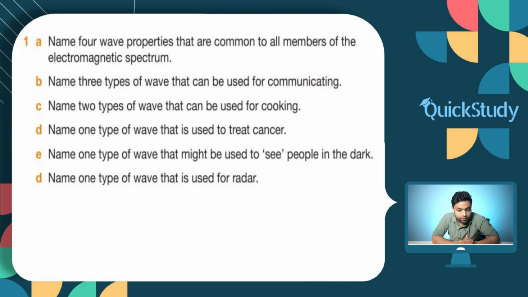Name 1 type of wave that is used to treat cancer. So there's only one answer to this, which is gamma rays. Name 1 type of wave that might be used to see people in the dark. So to see people in the dark, we might use visible light. Name 1 type of wave that is used for radar. Microwaves are used as radar as they send impulses and also receive them back.